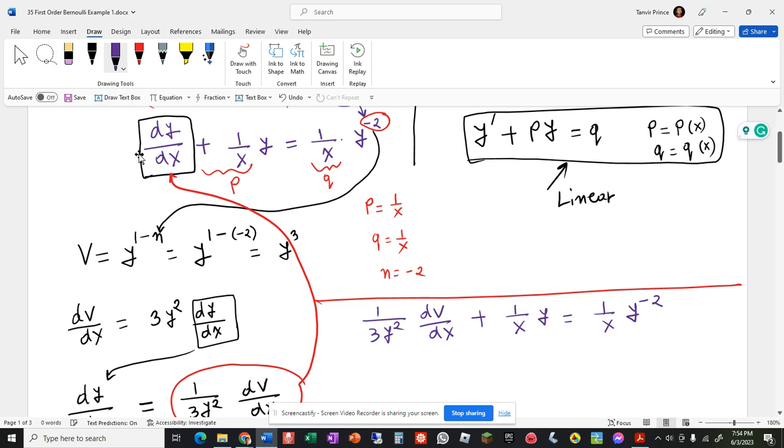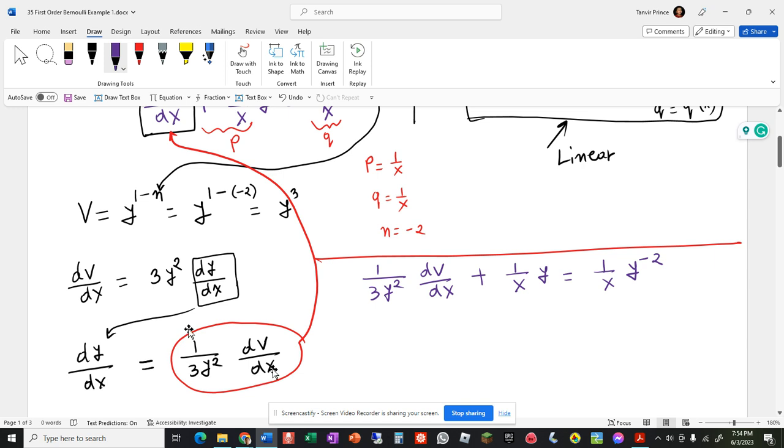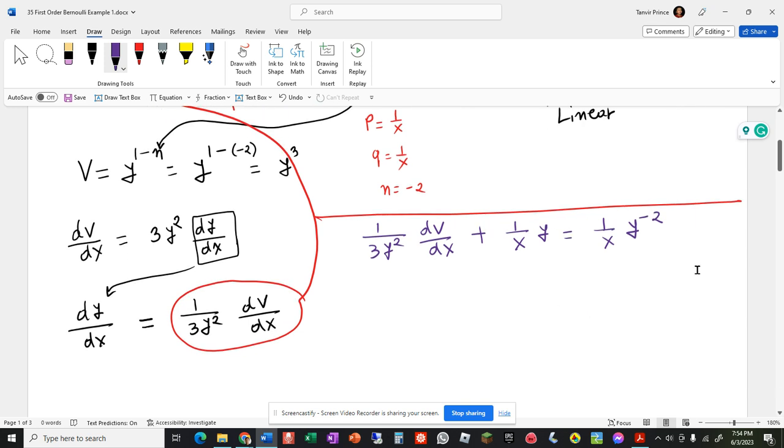So all I did, I replaced dy/dx by my dy/dx here, this one. In this differential equation, I have x, y, and v. Too many variables. So your goal is to get rid of y. I should only have v and x, and hopefully it will be a linear equation in terms of v and x. So y should be completely gone.